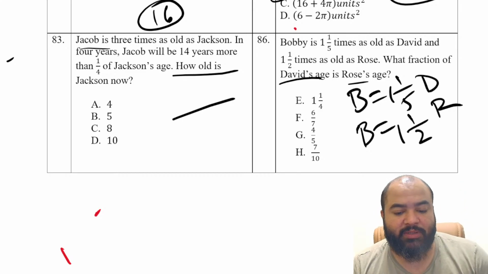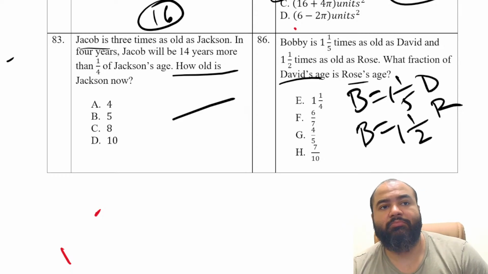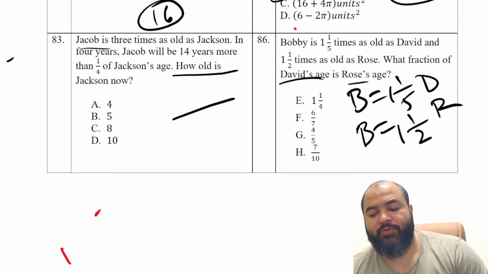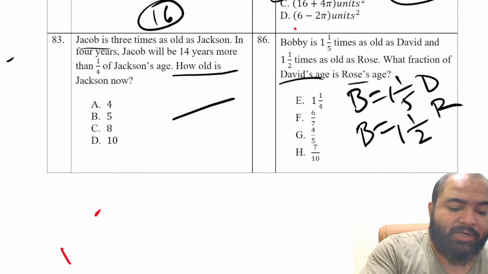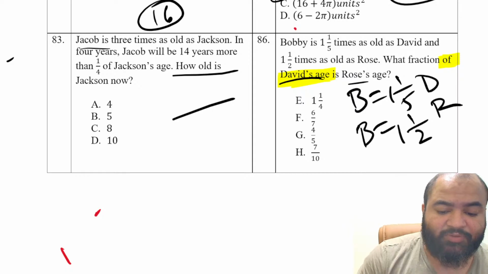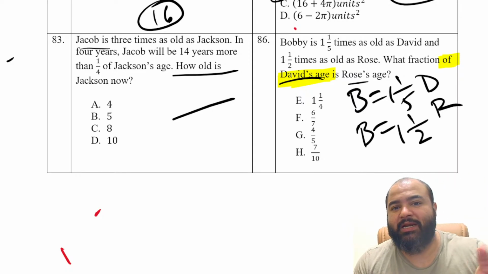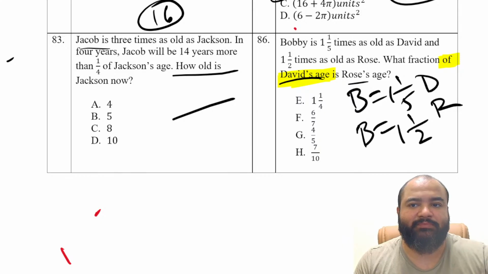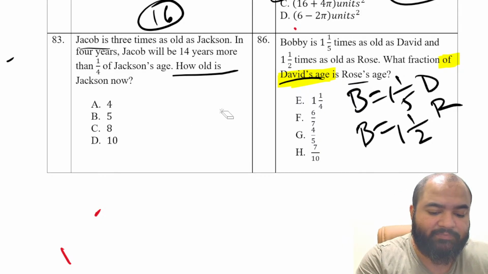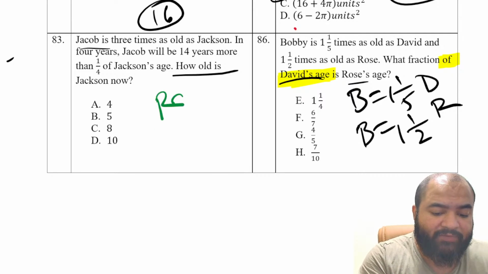How do you know Rose is the numerator? I know some of you should remember what I said: after the word of, whatever comes is the denominator. So what fraction of? It's out of David. So it's Rose over David, right?